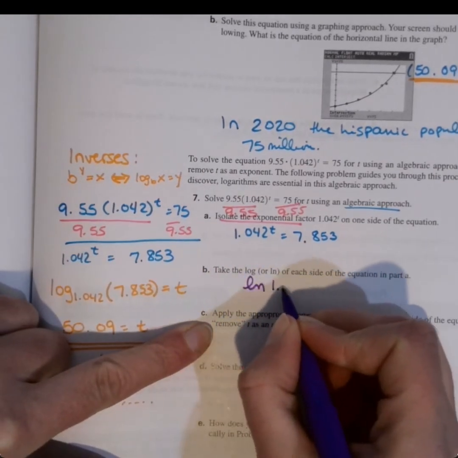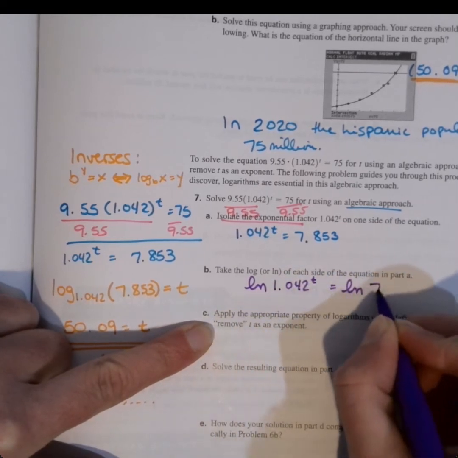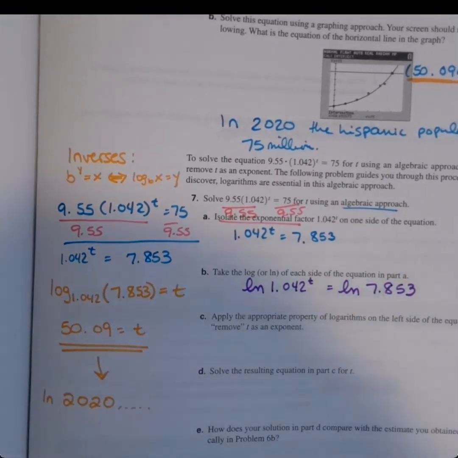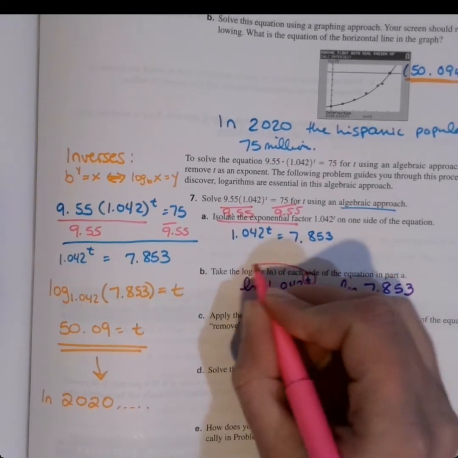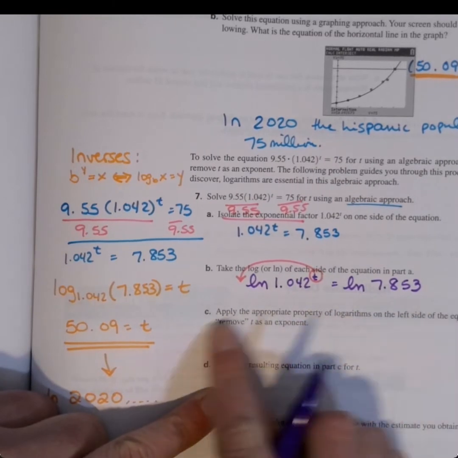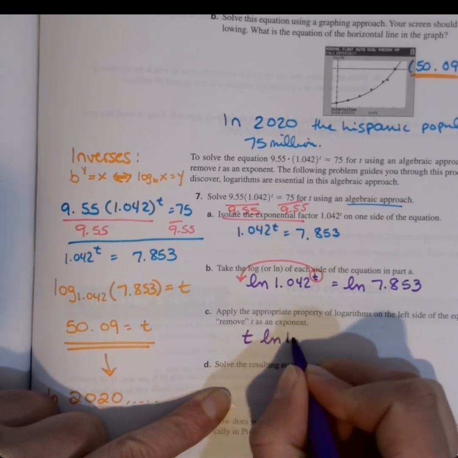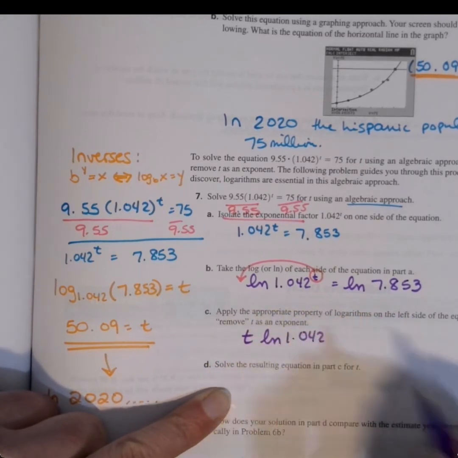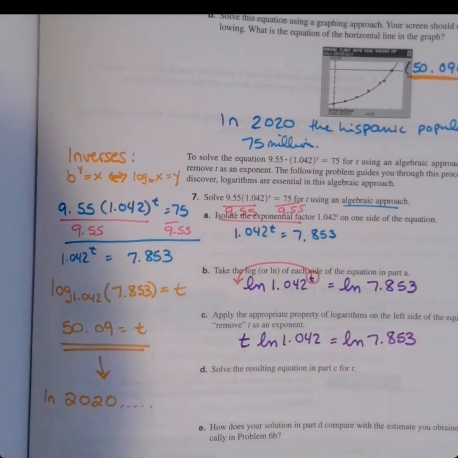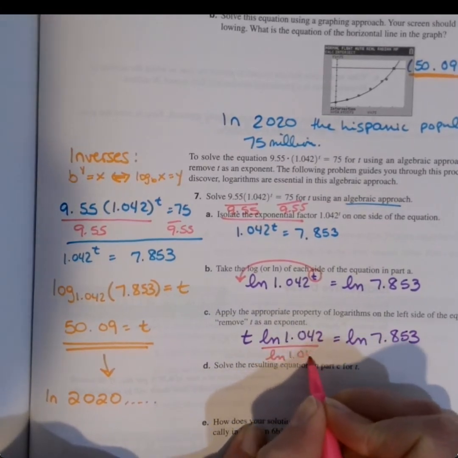Natural log of 1.042 to the t equals natural log of 7.853. Now, the reason to take the natural log of both sides is to apply the property of logarithms that says that your power comes down as a coefficient. So if I use that property to remove the t as an exponent, that's going to be t times the natural log of 1.042 equals the natural log of 7.853. All right, and then if you're going to solve for t, you're going to divide natural log of 1.042 from both sides.